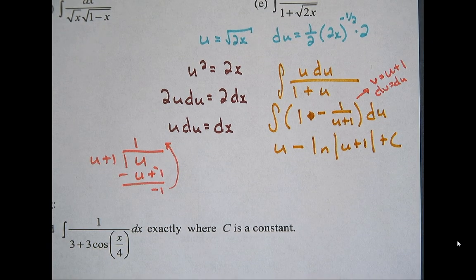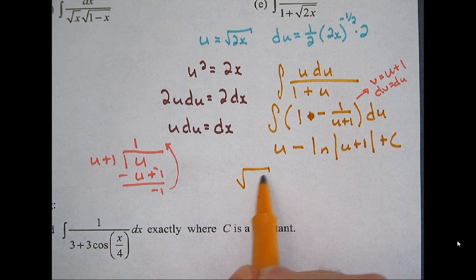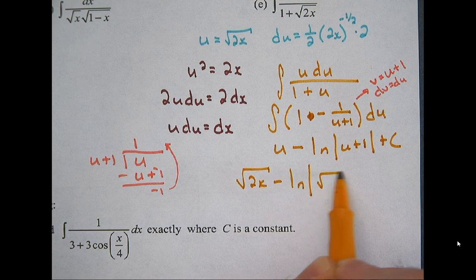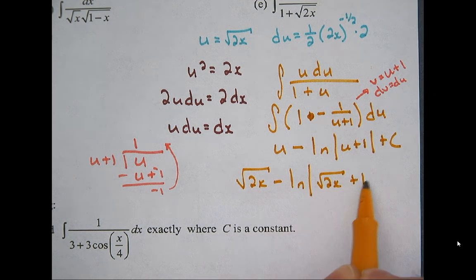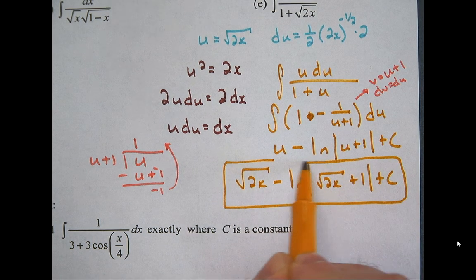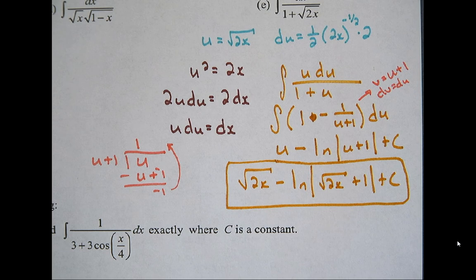And then don't forget to actually go back and put your u values. Square root of 2x minus the natural log of absolute square root of 2x plus 1 plus c. So at the end of that, if you're looking at it and you're like going, what the heck just happened? Don't worry too much about that one.